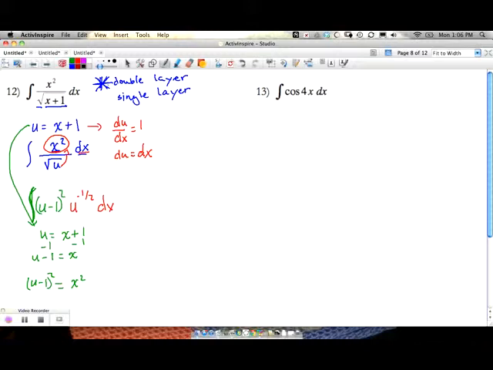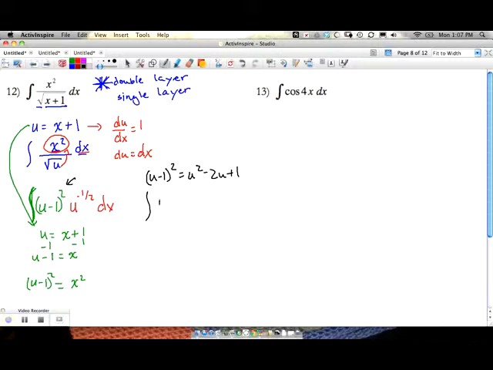Times u to the negative 1/2. Okay, so we got u to the negative 1/2 u, and then we got u minus 1, 2. This isn't easy to just distribute. We can't just distribute u to the negative 1 inside. We've got to first do the squaring, doing PEMDAS, order of operations, exponents before multiplying. So u minus 1 squared would be u squared minus 2u plus 1.